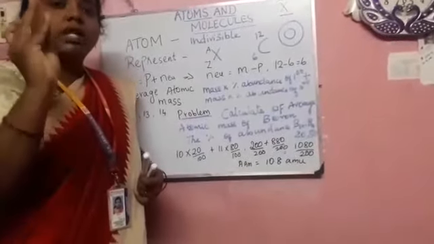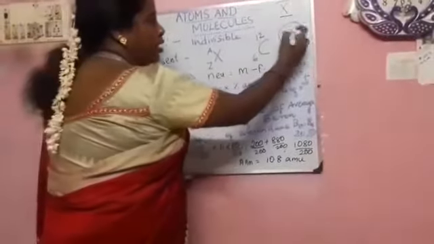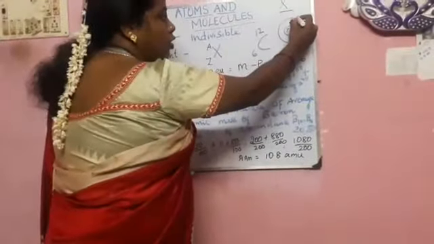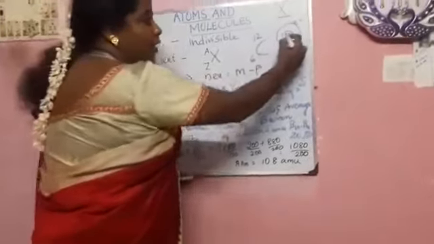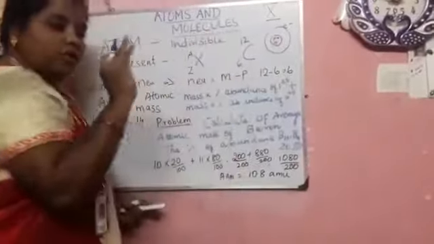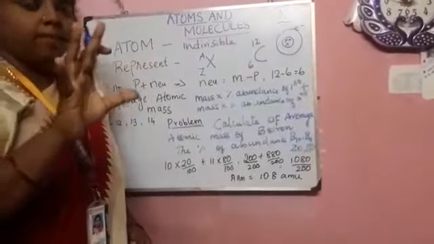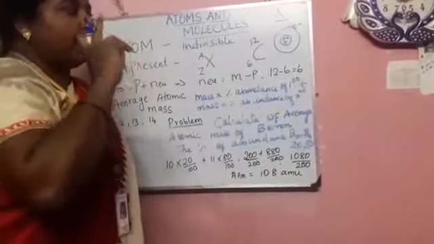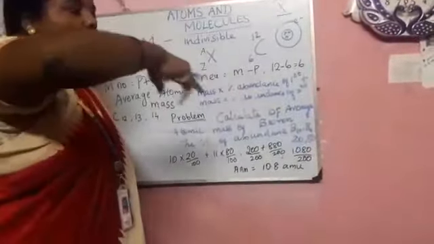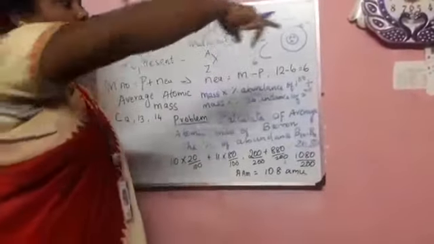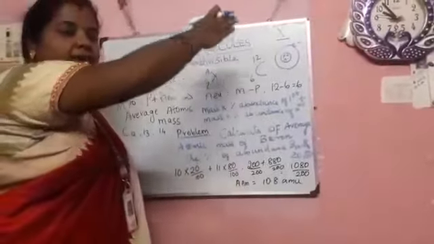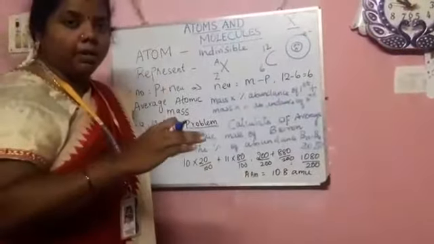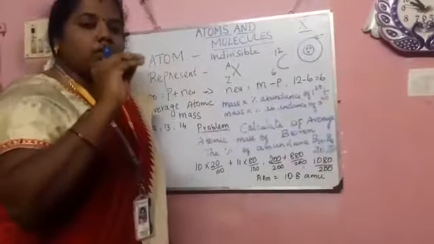The proton is a positive one, the electron is a negative one, and the neutron is a neutral one. Neutral means there is no charge in it. The proton and the neutron are present inside the nucleus, and the electron always revolves around the nucleus. The path along which the electron revolves around the nucleus is called an orbit. So the electron is always around the orbit.